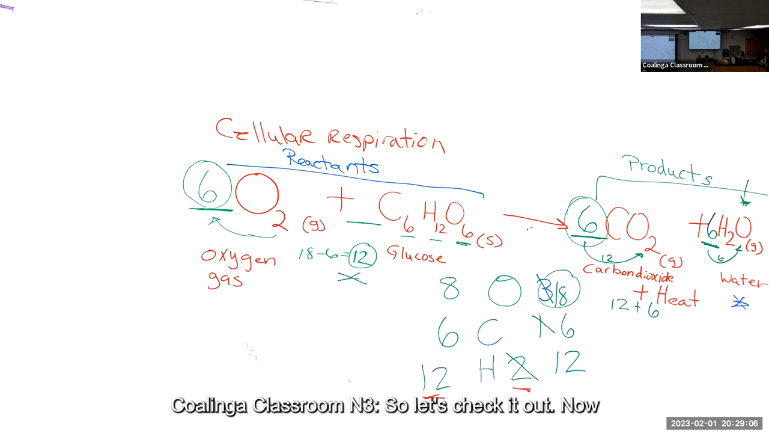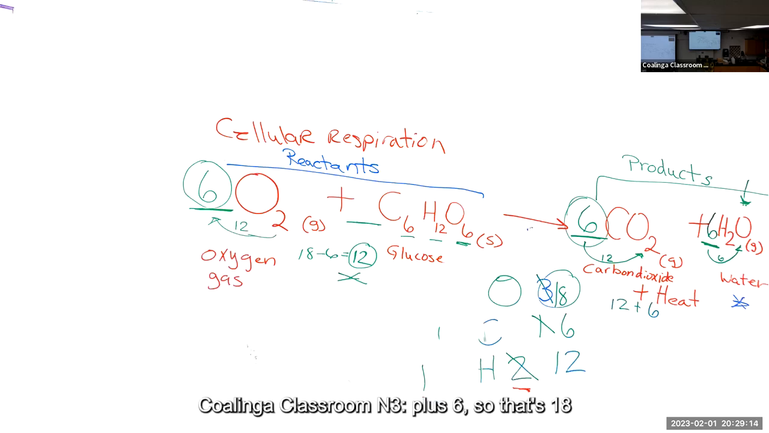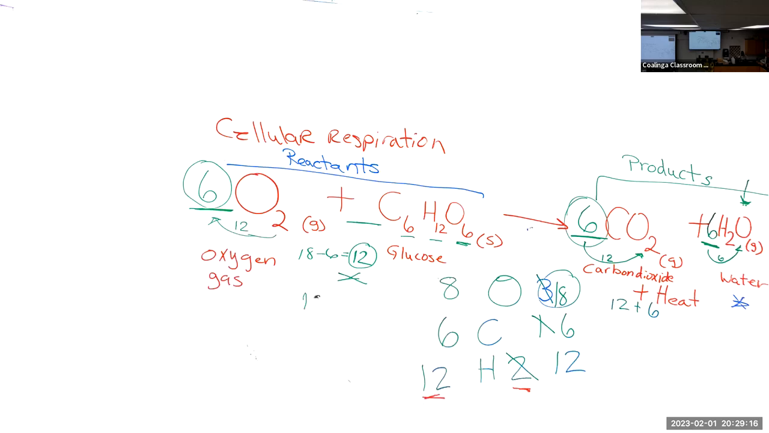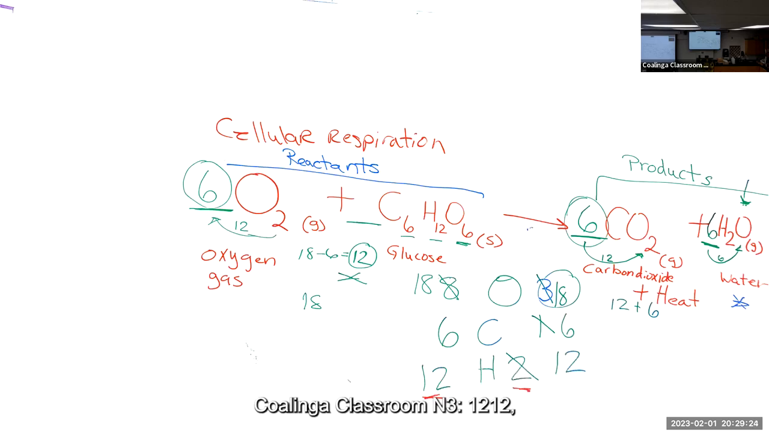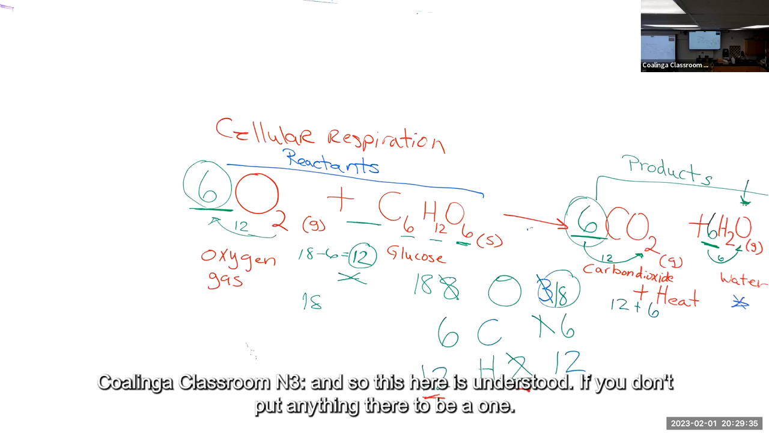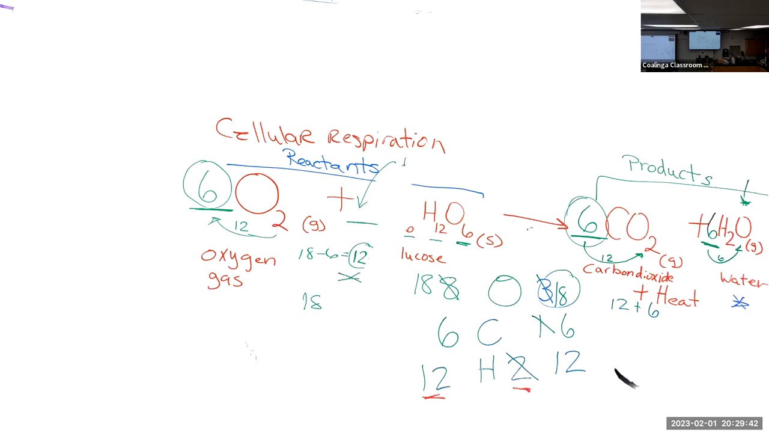So let's check it out now. We have 6 times 2, 12 plus 6, so that's 18. That gives me 18. So now I have 18, 18, 6, 6, 12, 12. Okay. And so this here is understood if we don't put anything there. It'd be a 1. Okay, so understood.